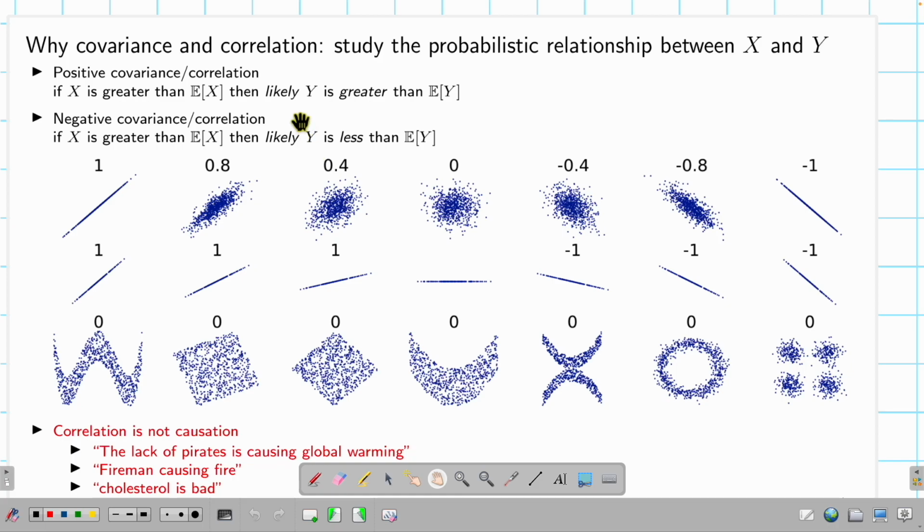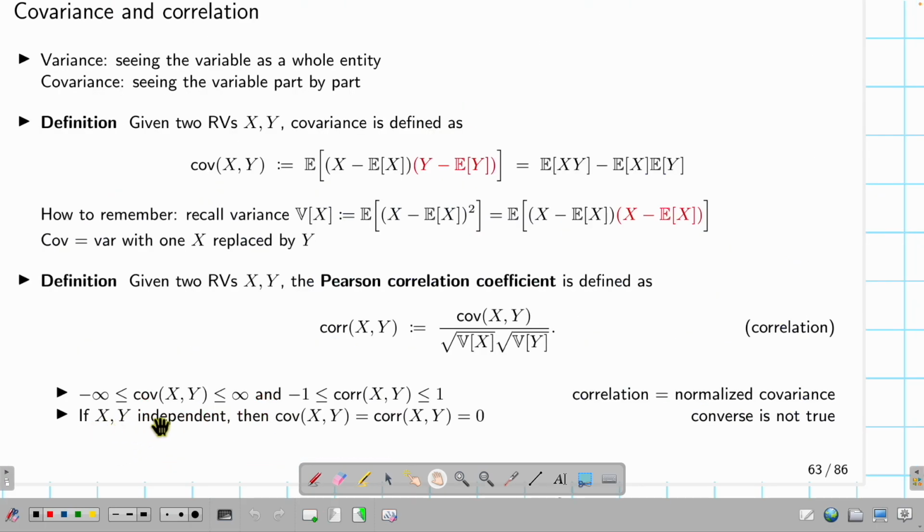This word "likely", what does that mean? That means there's no guarantee. If x is larger than E[x], then y must be larger than E[y]? It's possible y is not larger than E[y]. We call that covariance. The value is between negative infinity and positive infinity, but correlation is always between -1 and +1. So this gives us a sense of how much they agree with each other.